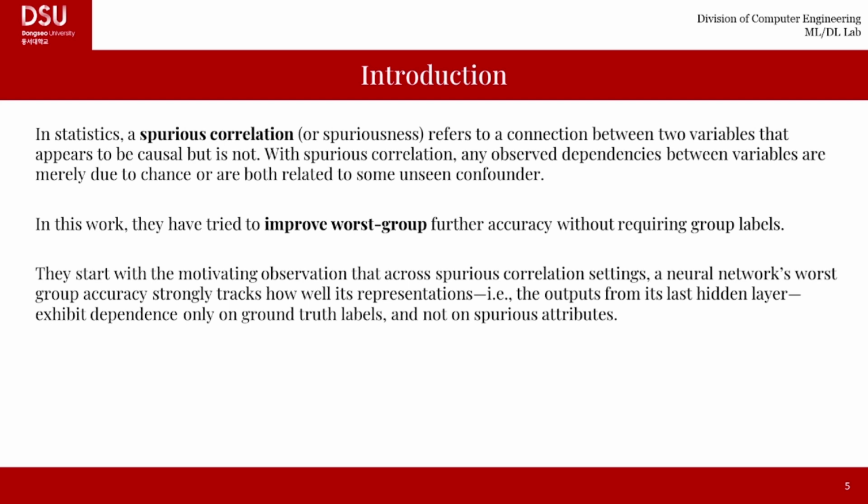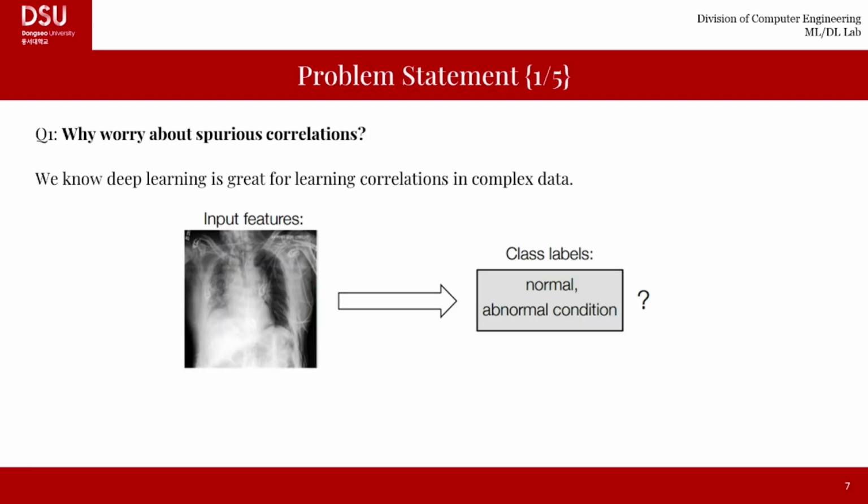labels. So they start with the motivating observation: across spurious correlation settings, a neural network's worst group accuracy strongly tracks how well its representation is aligned. The output from the last hidden layer exhibits dependence on the group or class label, or not, on the spurious attribute. Then we see the problem statement.